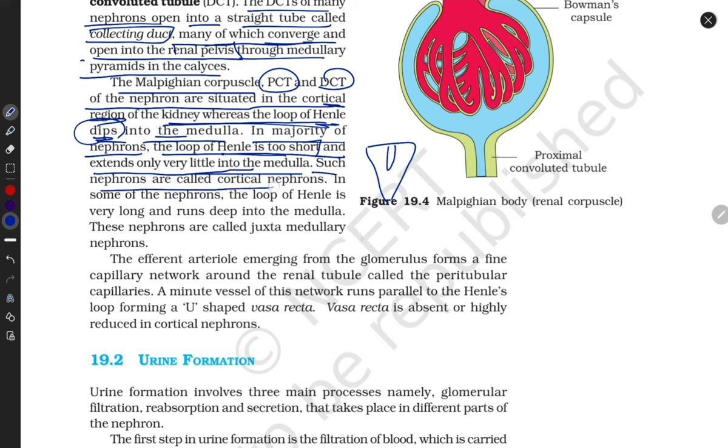Such nephrons are called cortical nephrons. In some nephrons, the loop of Henle is very long. We call it a juxtamedullary nephron.